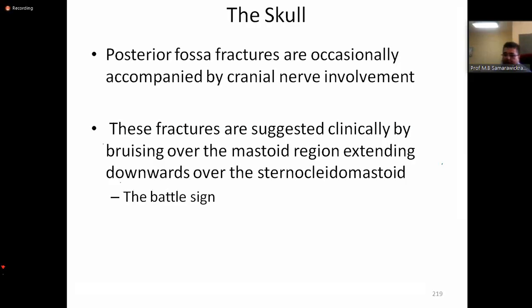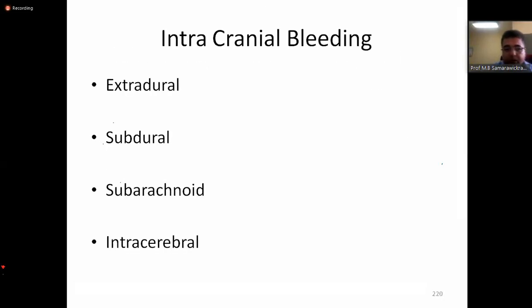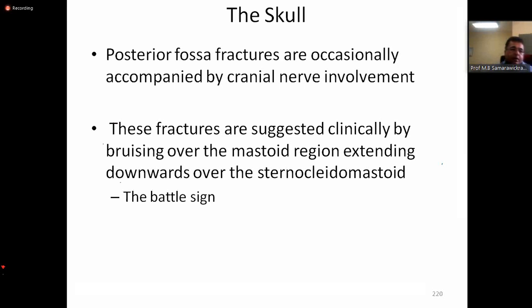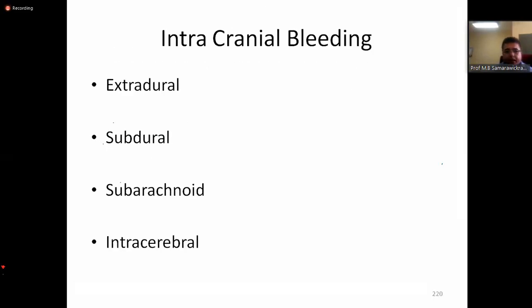The posterior cranial fossa is rarely fractured because it has thick bone, and fractures are accompanied by cranial nerve involvement. These fractures are suggested clinically by bruising over the mastoid process, which is called Battle sign. Right, there you can see bruising over the mastoid process. Then intracranial bleeding can occur in trauma as well as rupture of aneurysms.